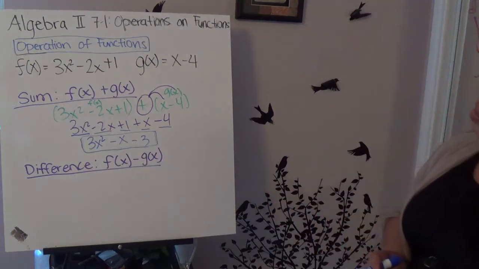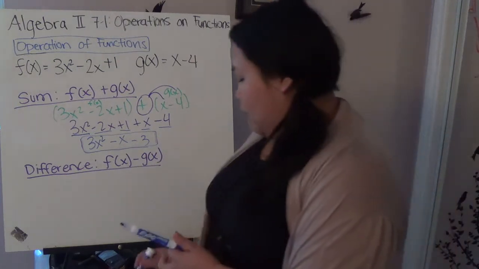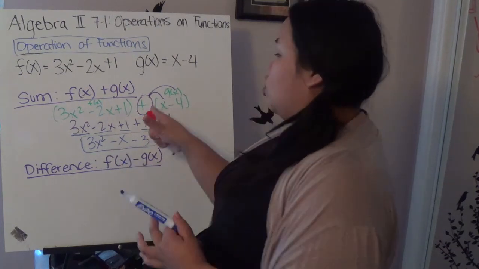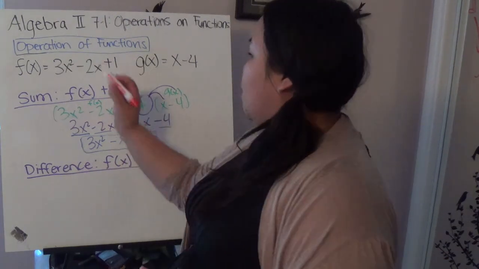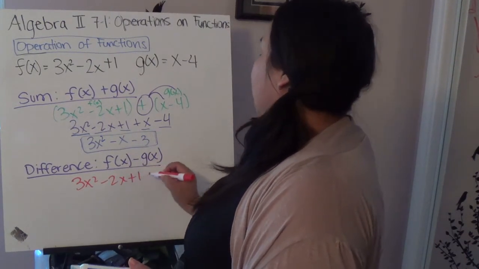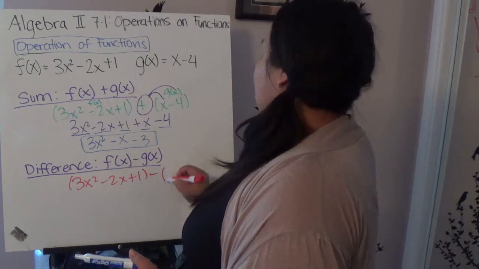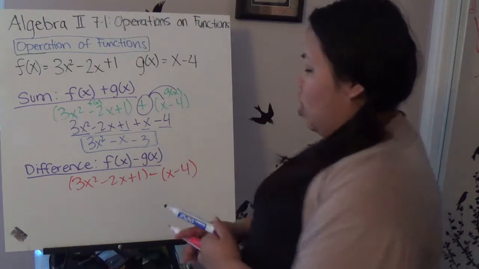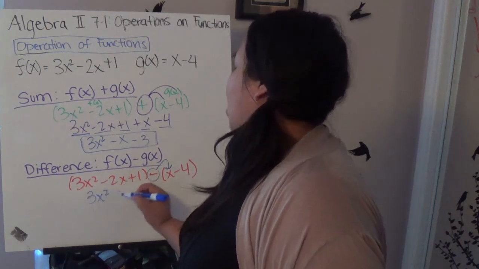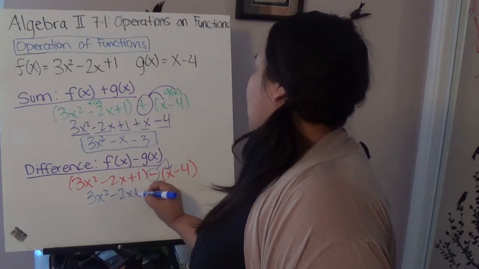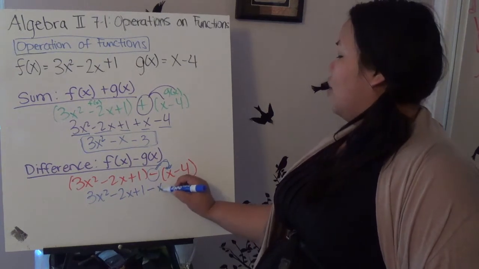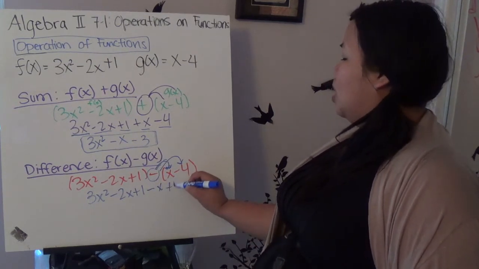Right? Now difference works the same way, except in this case there's going to be subtraction here, so it does change. I'm going to start with f of x again. So 3x squared minus 2x plus 1, okay, minus x minus 4. I'm going to take this and distribute it. So I end up with 3x squared minus 2x plus 1. Bring it all down, but get rid of the parentheses. And then a negative and a positive x gives me negative x. But two negatives give me a positive 4.